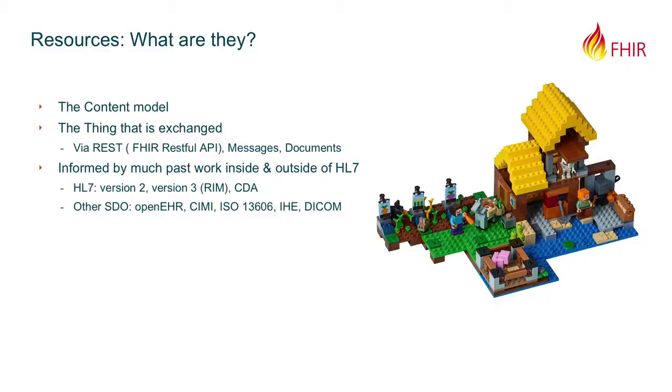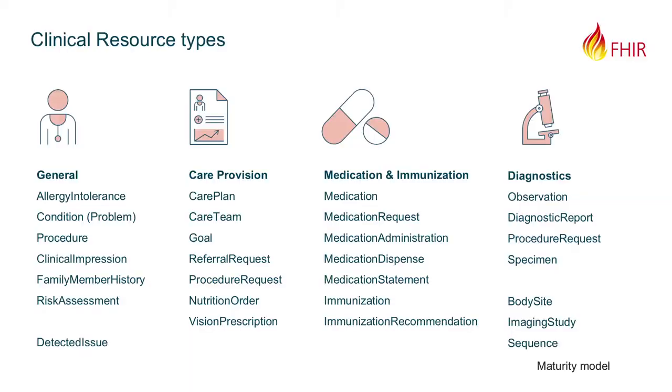Now, the thing about the resources, as I say, they're the content model. It doesn't matter how you move them around. They are the same thing, and we'll talk to that a little bit more in just a second. The other big thing I'd like to point out is that they didn't arise just because the FHIR community sat down and thought that these were a good thing. These have been informed by work inside and outside of HL7 from the organisations there. FHIR in particular is one of the organisations that we work with to try and develop and to improve these resources. And here is an example of some clinical resources.